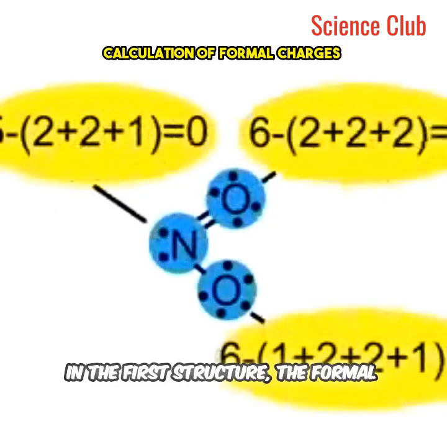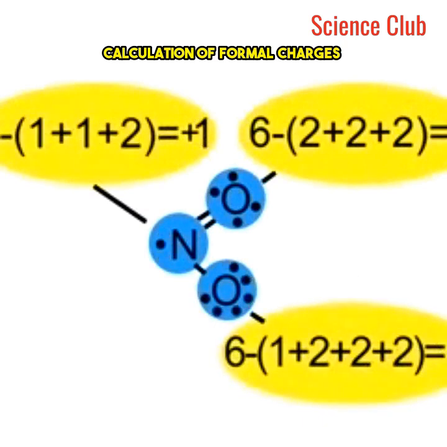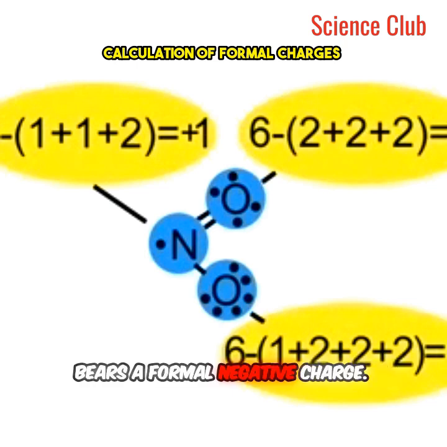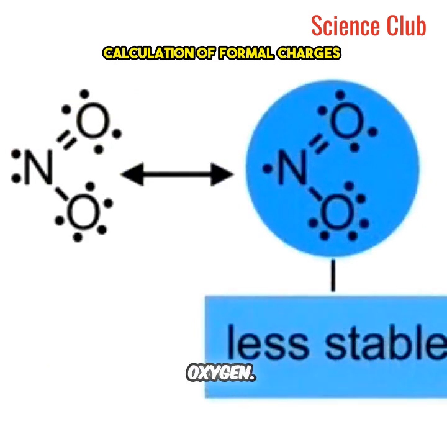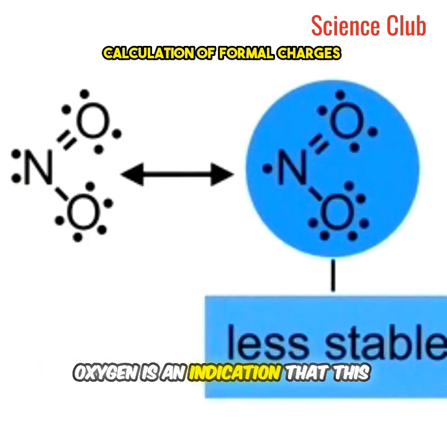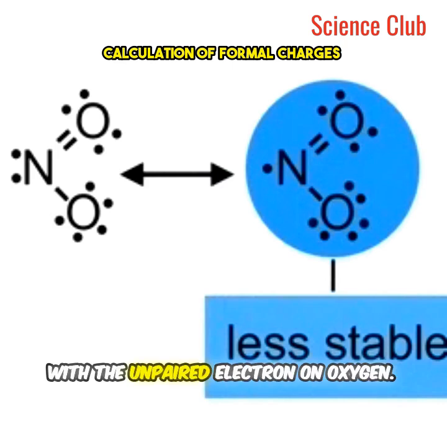In the first structure, the formal charges on all the atoms are 0. In the second structure, nitrogen bears a formal positive charge, and one of the oxygens bears a formal negative charge. Nitrogen is less electronegative than oxygen. Nevertheless, a formal positive charge on nitrogen and a formal negative charge on oxygen is an indication that this resonance structure contributes less to the ground state structure of NO2 than the previous one, with the unpaired electron on oxygen.